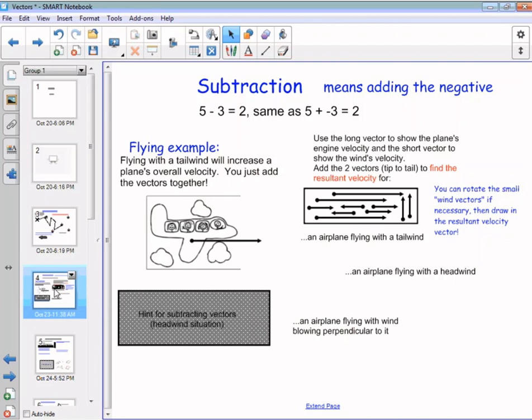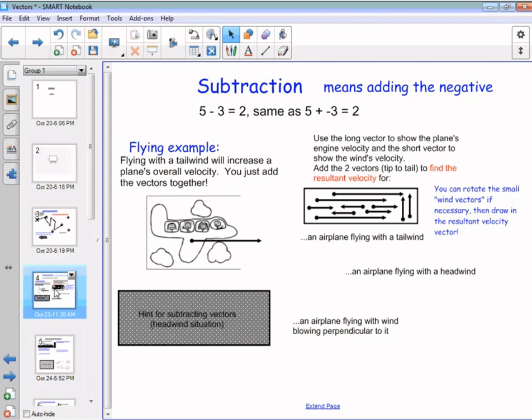When we subtract vectors, how are we going to do this? We cannot do tip to tip. We cannot do tail to tail. Vectors are designed to be added tip to tail. That's how they always have to be added. That's how we'd have to subtract them too, except for subtraction purposes, what are we going to do?